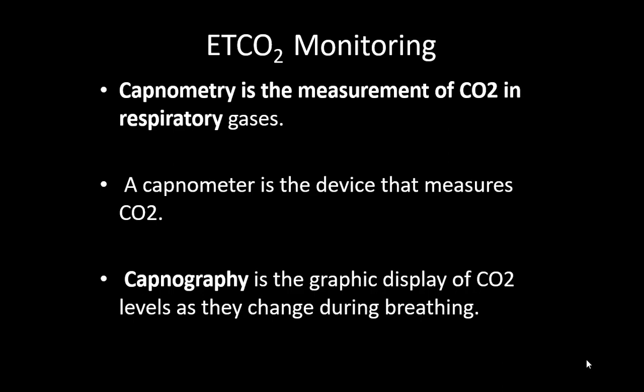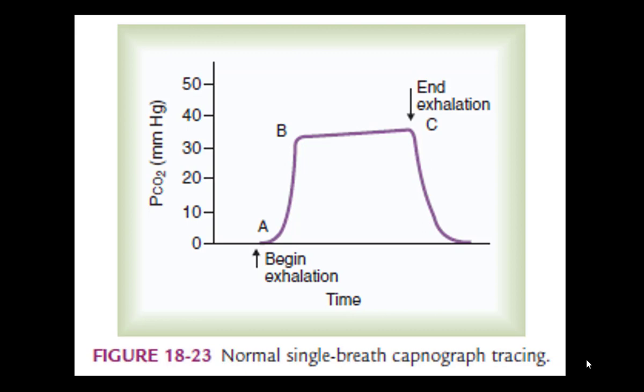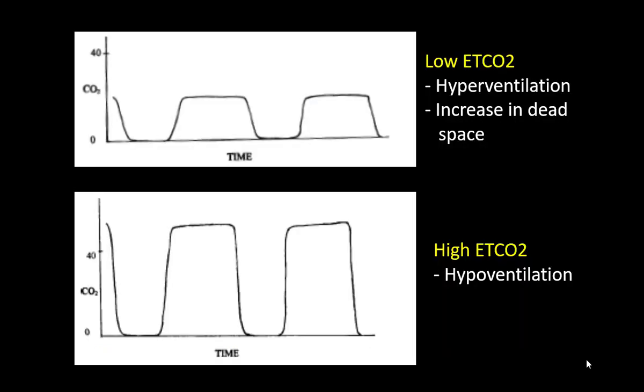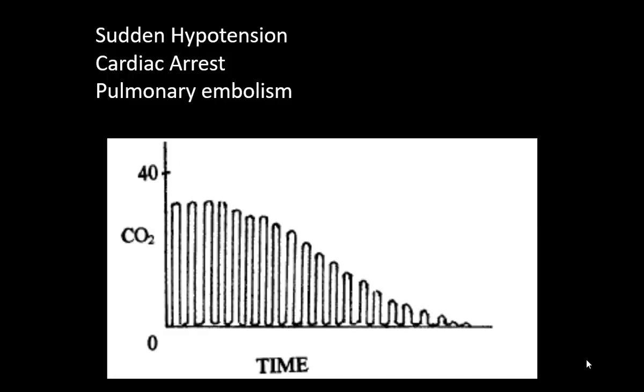Capnometry is the measurement of CO2 in respiratory gases. A capnometer is the device that measures CO2. Capnography is the graphical display. So this is a normal single breath capnographic tracing. It has 4 phases. This is 0, this is 1, 2 and 3. A represents the beginning of exhalation and C represents the end of exhalation. So low EtCO2 is found in hyperventilation and increased dead space, and high EtCO2 in hypoventilation.